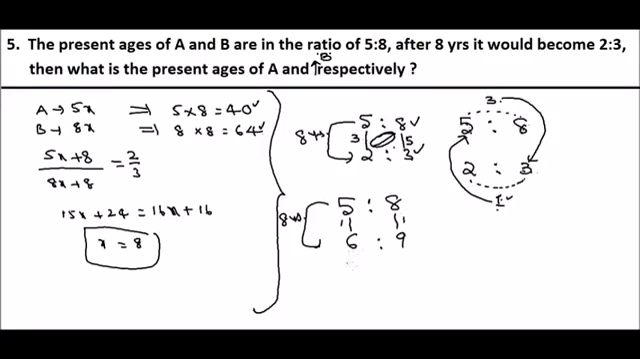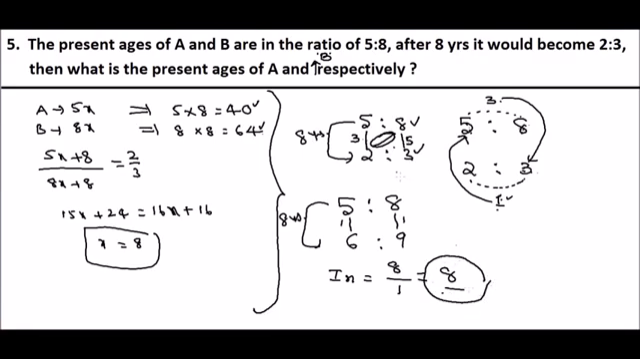Now what is the interval? Interval is equal to the total gap, 8 years, divided by the respective difference here, that is 1. So it should be equal to 8 by 1, that is 8. Now the interval is 8 years.